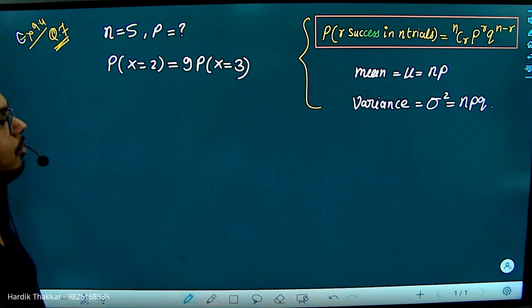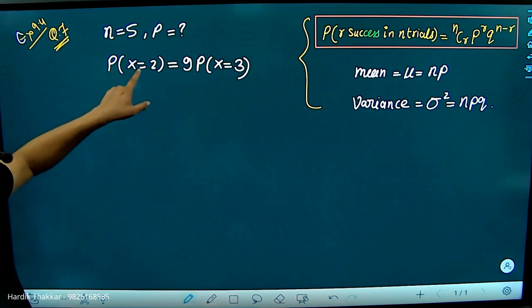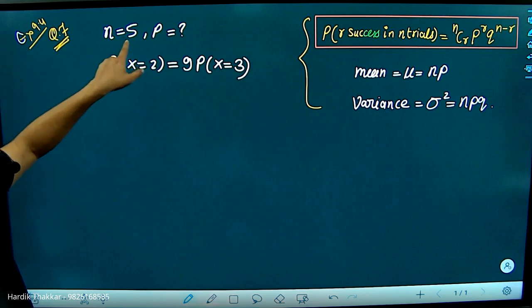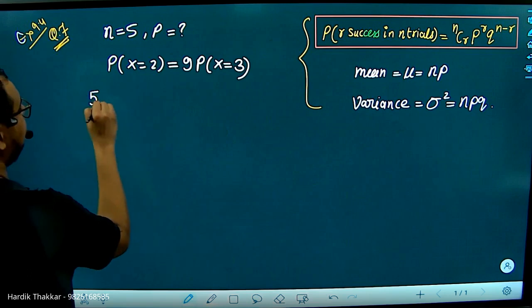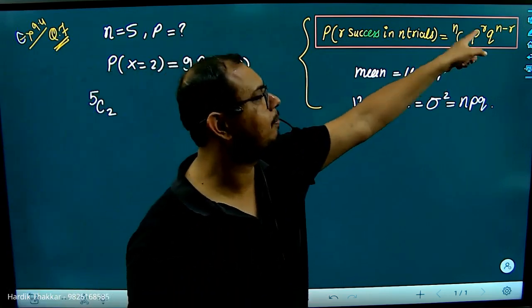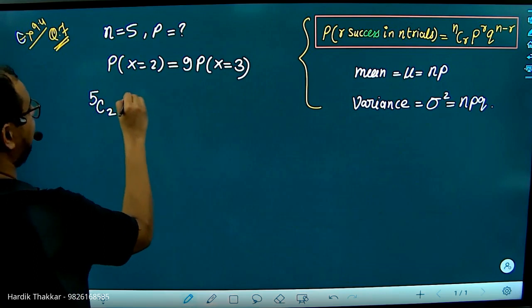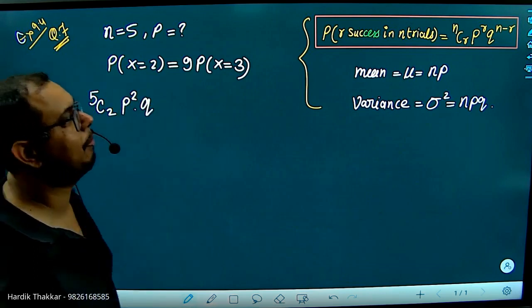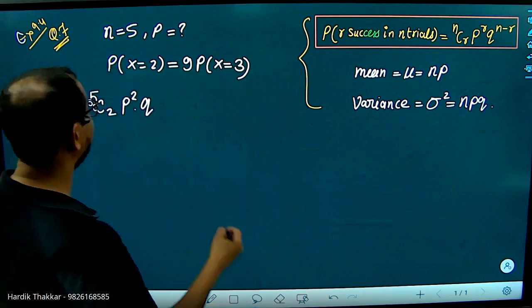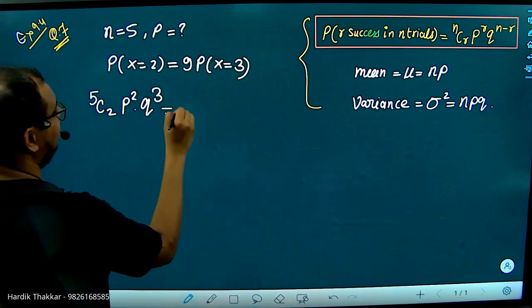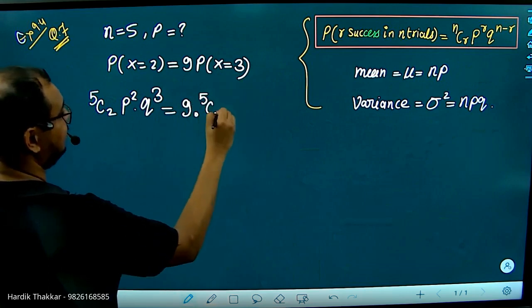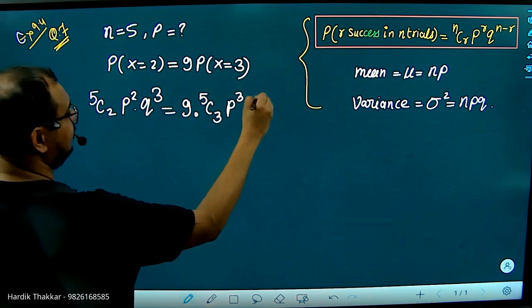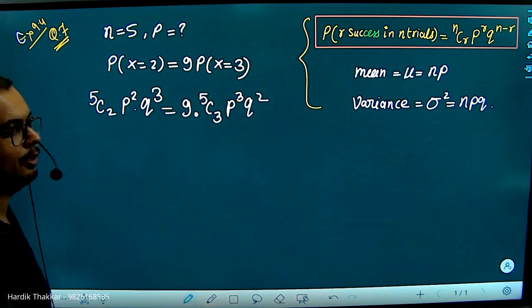So how do we start with this question? First, we will calculate the probability of 2 successes in 5 trials. So we will apply this formula. By this formula, we can write 5C2 p raised to power 2 into q raised to power n minus r, so it is 5 minus 2, that is 3. That is equal to 9 times probability of 3 successes. So it is 5C3 p raised to power 3 q raised to power 2. Clear till this point? Okay.